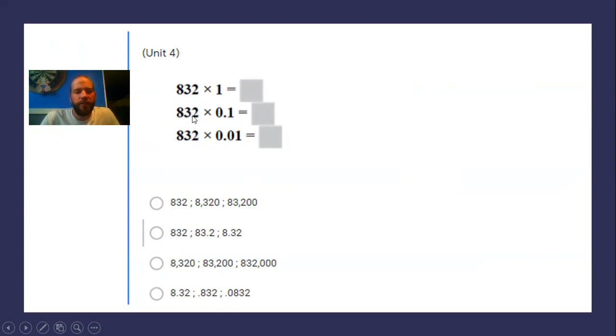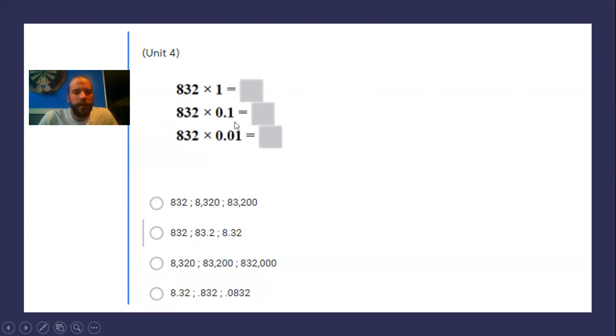The second one's 832 times a tenth. A tenth is tricky. It's smaller. It just moves the decimal, if you remember. When you multiply by 10, 10 times bigger moves the decimal out, a lot of the times adding a 0, but it's a tenth of. So it's the opposite of 10 times bigger. It's 10 times smaller, or dividing by 10. Decimal moves in. It's 83.2. So right now we have 832 and 83.2. We have our winner already.